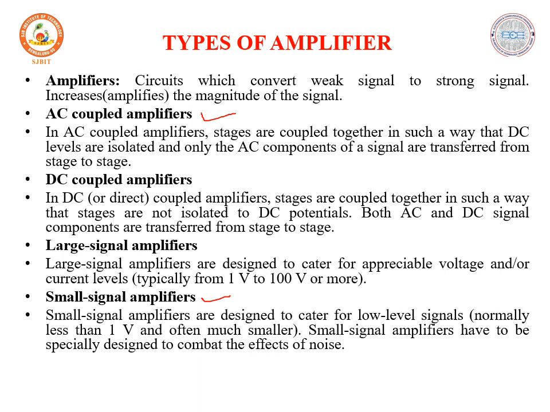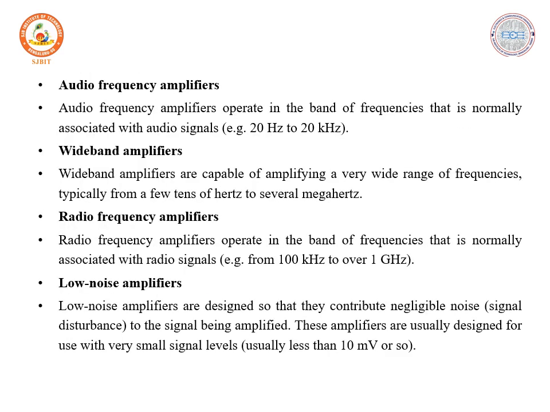Small signal amplifiers are designed to cater for low level signals, normally less than 1 volt and often much smaller. Small signal amplifiers have to be specially designed to combat the effect of noise. Next, the audio frequency amplifiers. Audio frequency amplifiers operate in the band of frequency that is normally associated with audio signals, that is from 20 Hz to 20 kilohertz.